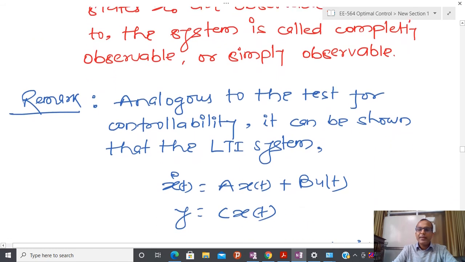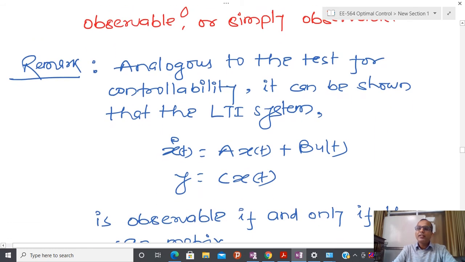But in this particular course I am assuming that all states are available, so there is no need to worry about the concept of observability. But it is possible to show that one can also solve the optimal control problem if I have just output information, and at that time these concepts are equally important.